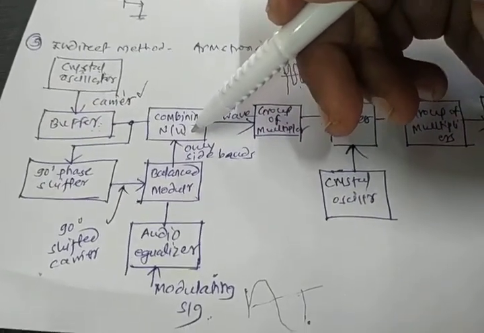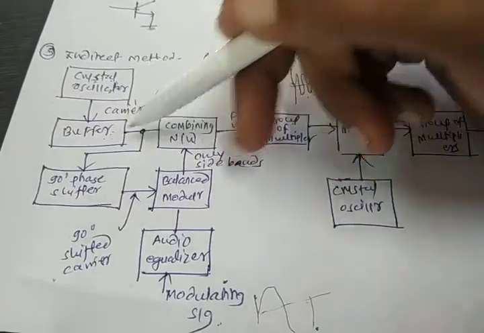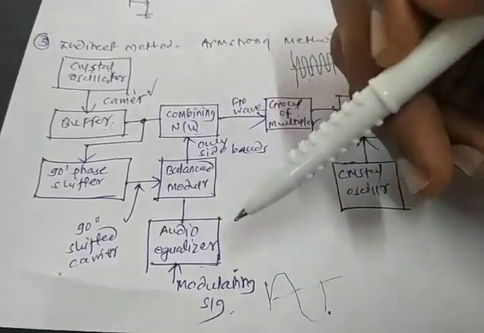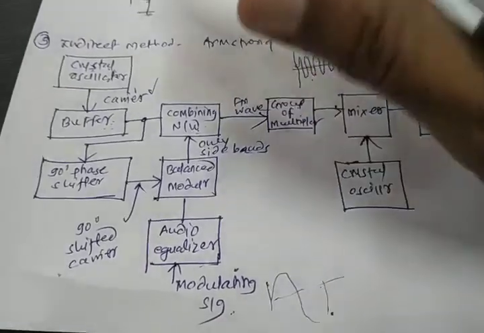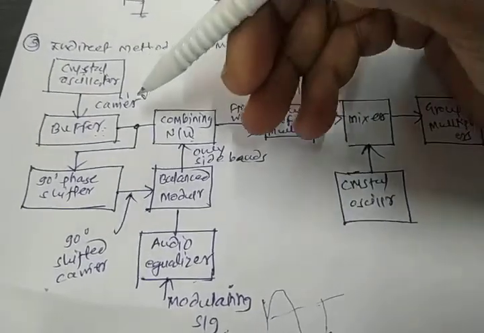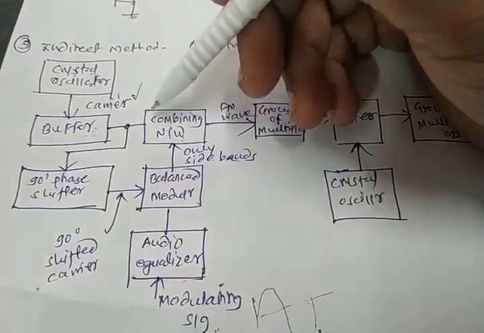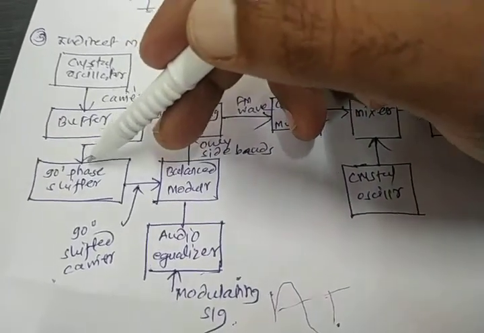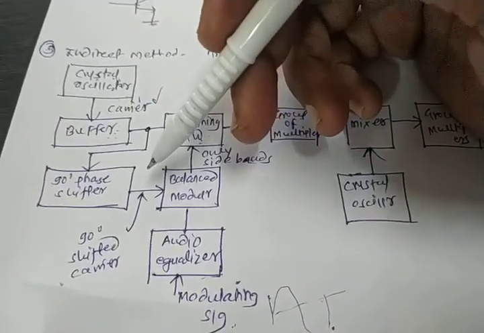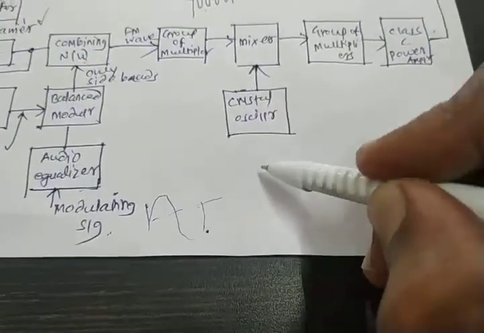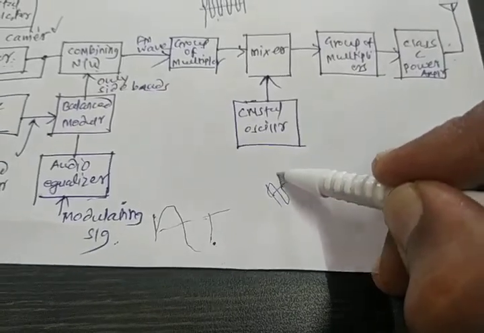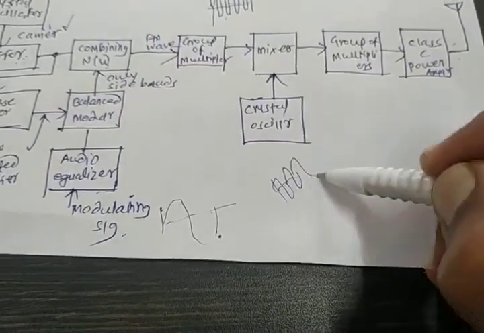In this combining network, we can observe that one signal is coming, called the carrier signal. The most important thing is that whenever the buffer transfers this signal to the combining network, some part of the carrier signal will be transferred to the 90-degree phase shifter. The purpose of the 90-degree phase shifter is this: suppose the carrier signal is like this, then it will change the shift like that, again change the shift like that.